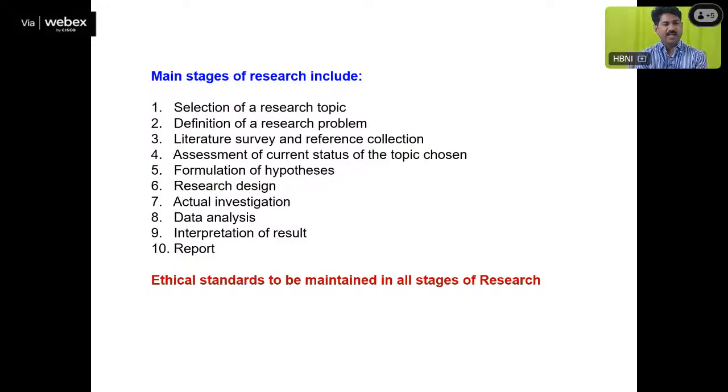In every stage, we can bypass certain things if we are not maintaining ethical standards. If we strictly follow ethical values during all stages of the research, then at the end of the research we can have a good research output in a positive environment. So here I'll mention a few things, like whenever we are selecting a research topic.